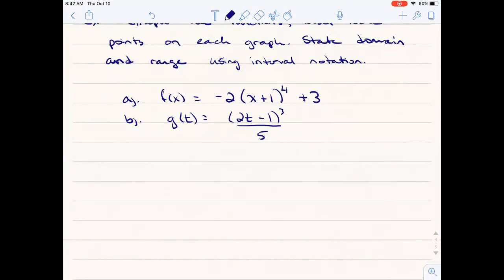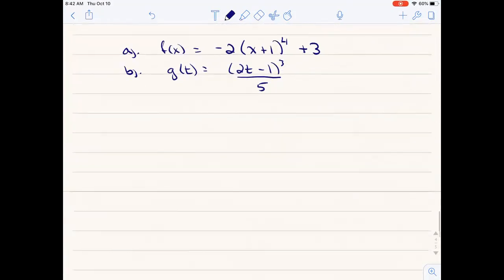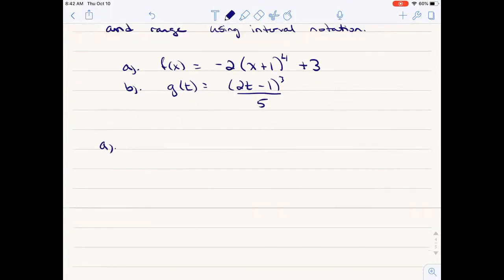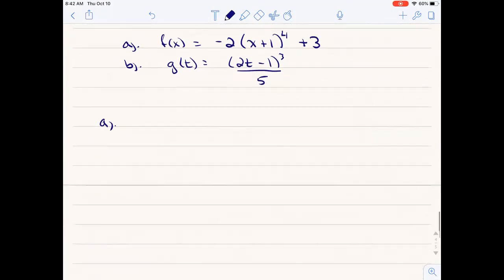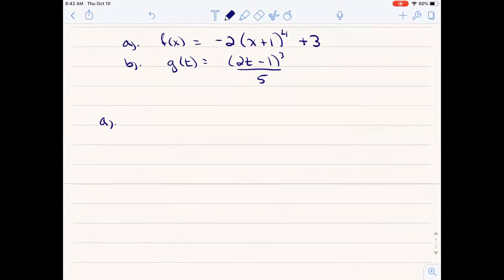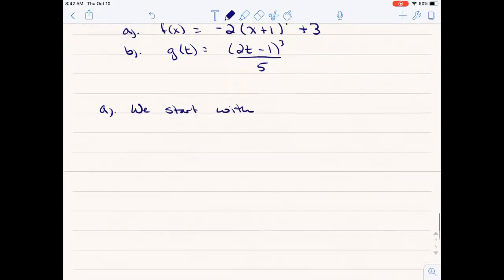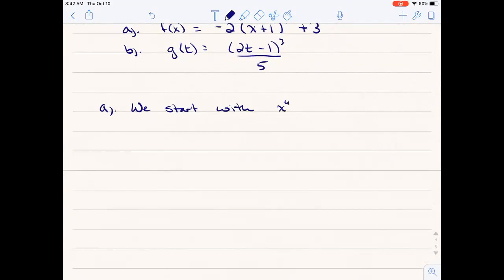All right, let's do A together, and then I'll give it a little charge. For A, if we're just boiling this down, we're going to start with x to the power of 4. That's an even power, so we know we're going to have this kind of parabola.